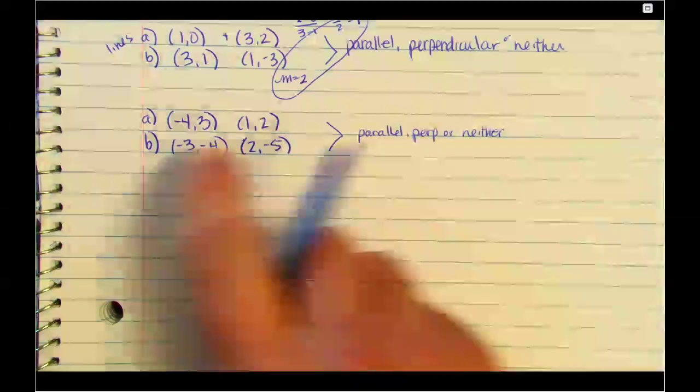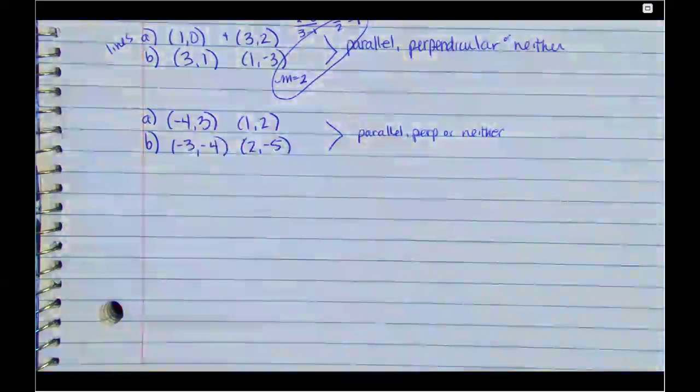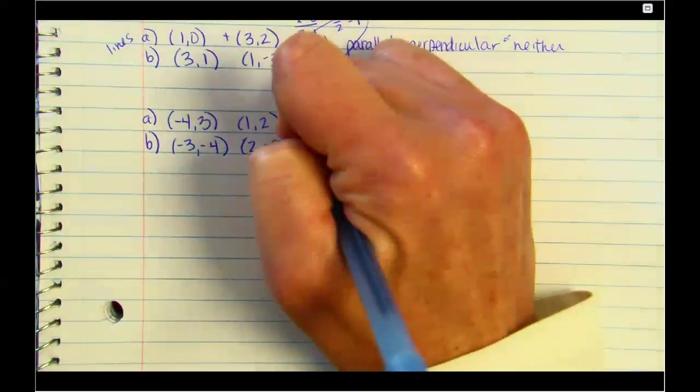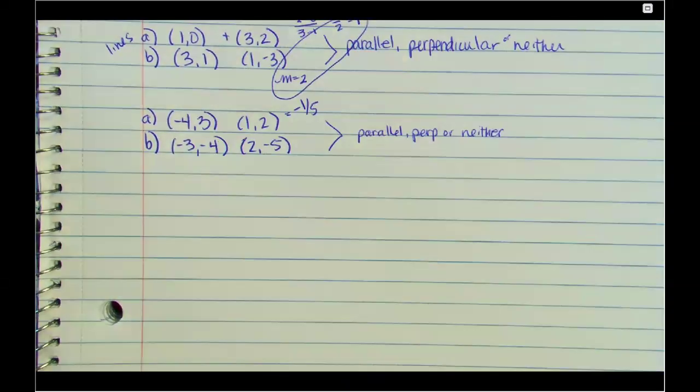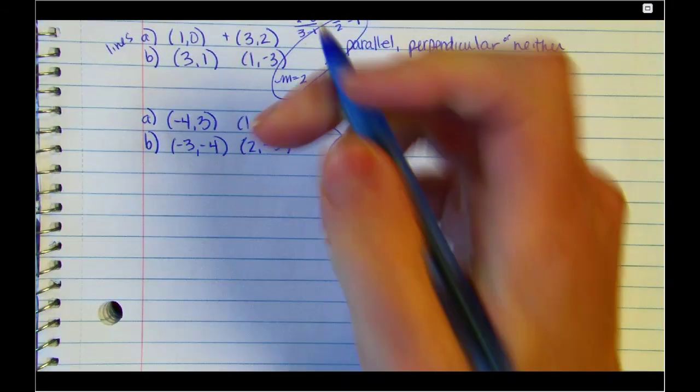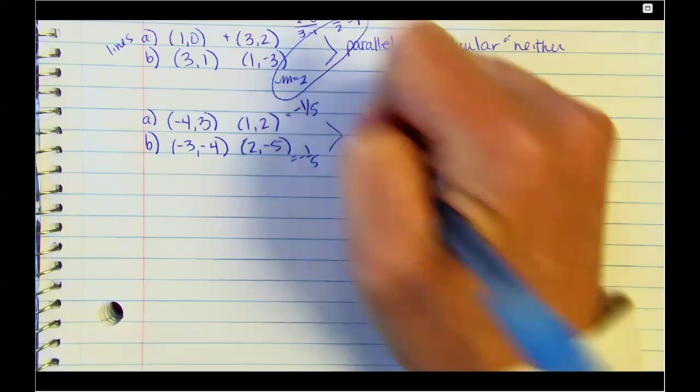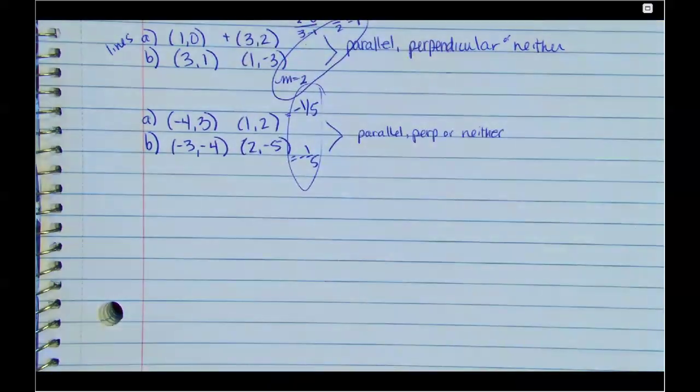Okay. What do you get for the slope for line A? -1/5. What do you get for the slope of line B? -1/5. Based on their two slopes, are they parallel, perpendicular, or neither? They're parallel because they have the same slope.